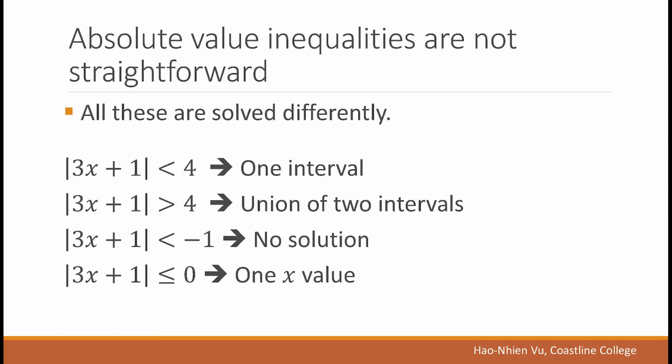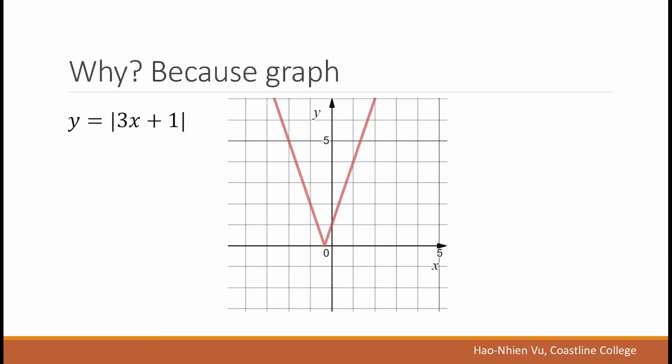Why is it like that? The answer is because of its graph. Here's the graph of absolute value of 3x plus 1. It looks like a V. Let's say we need to solve absolute value of 3x plus 1 is less than 4.